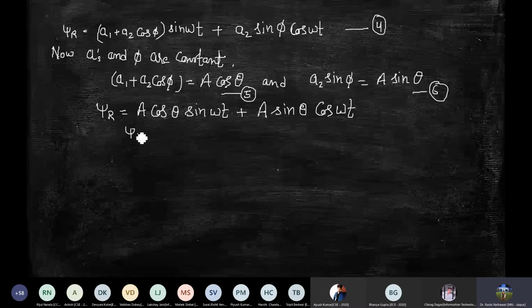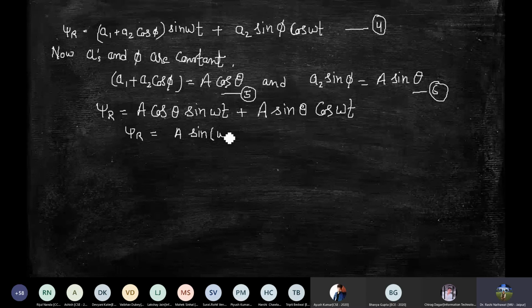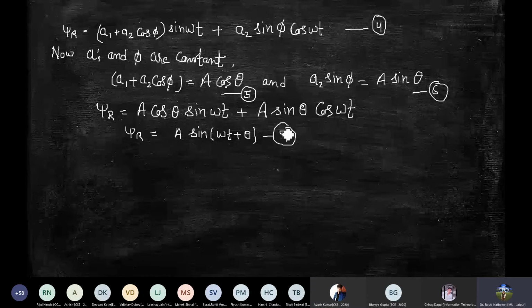How can I write this? Anyone? A sine, what will become inside the bracket? Omega t plus theta. Very good. Omega t plus theta. Yes, very good. So this we have as the resultant amplitude.